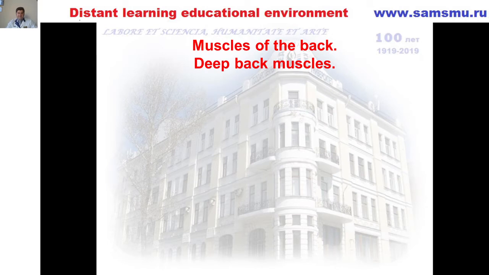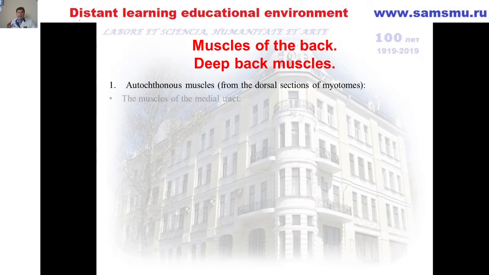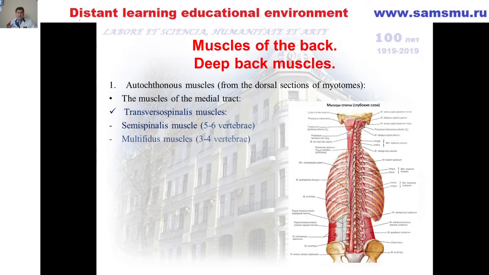So next we'll talk about medial tract. The muscles of this tract lie under the lateral tract and consist of separate bundles running obliquely from the transverse processes of one vertebra to the spinous processes of the contiguous vertebrae above. Because of this, they are known by the common name of transversospinalis muscles, musculi transversospinales. You may see these muscles on this picture.